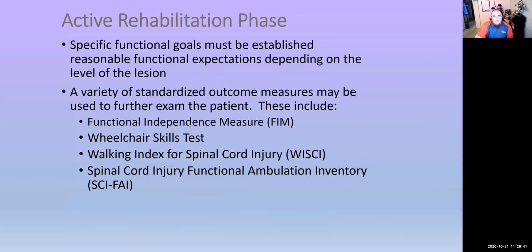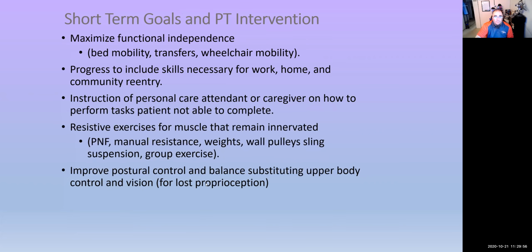We can use a couple different functional outcome measures. We can use the FIM, the wheelchair skills test, the walking index for spinal cord injuries, the SCIFAI. There's all kinds of different devices out there we can use, but we also have to involve the patient in their goals, right? So short-term goals. Short-term goals should be maintain or maximize functional independence. That means we need to work on bed mobility, transfers, and wheelchair mobility.